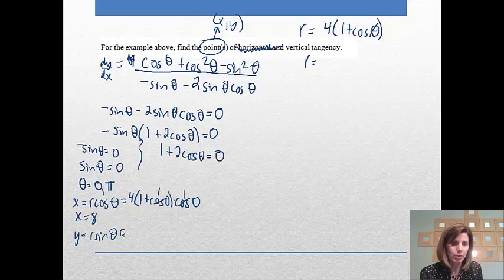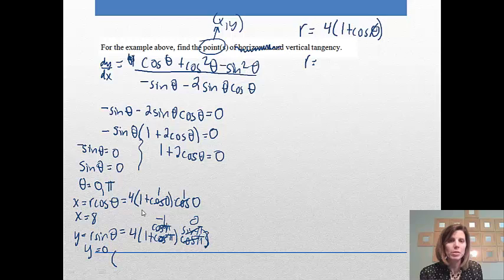So my x value will be 8, and then doing the same thing for this one, 4 times 1 plus cosine pi times sine pi. Okay, in this case, the cosine of pi is negative 1. Well, all right, wait. This one's sine. This was cosine. And this was sine. Okay, we know that sine of pi is equal to 0, and cosine of pi was equal to negative 1, but that actually just gives us 0. So y is equal to 0. So the one point of vertical tangency would be at 8, 0.